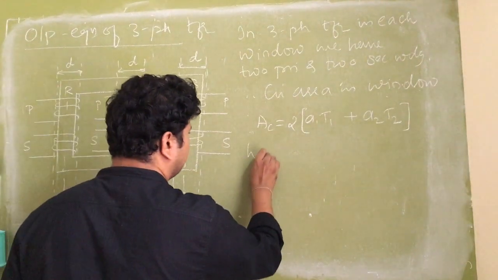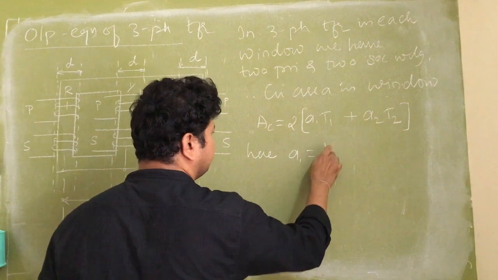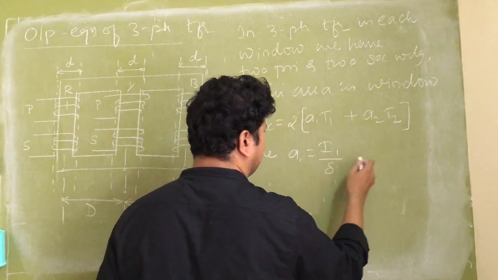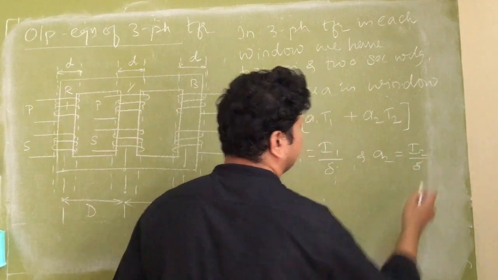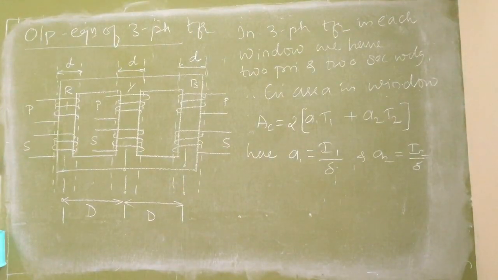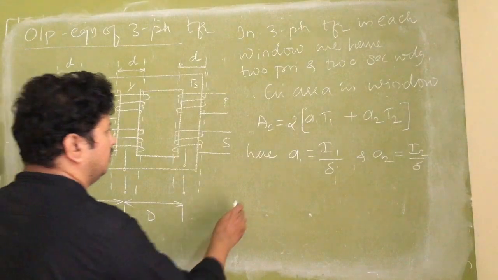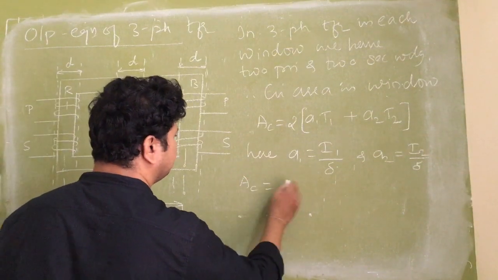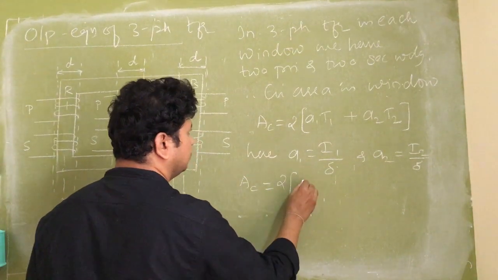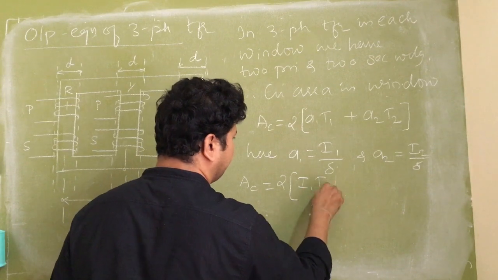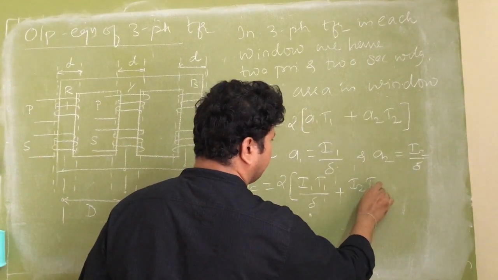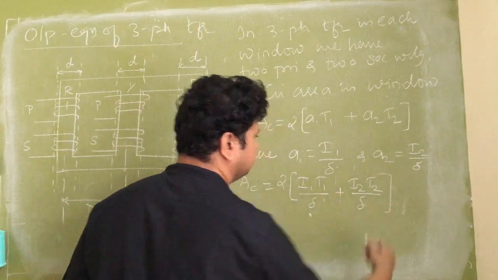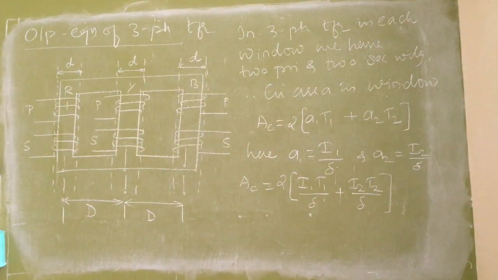Here A1 is equal to I1 by delta and A2 is equal to I2 by delta. Okay. Therefore AC is equal to 2 into I1 T1 by delta plus I2 T2 by delta. Okay. Neglecting magnetizing ampere turns.